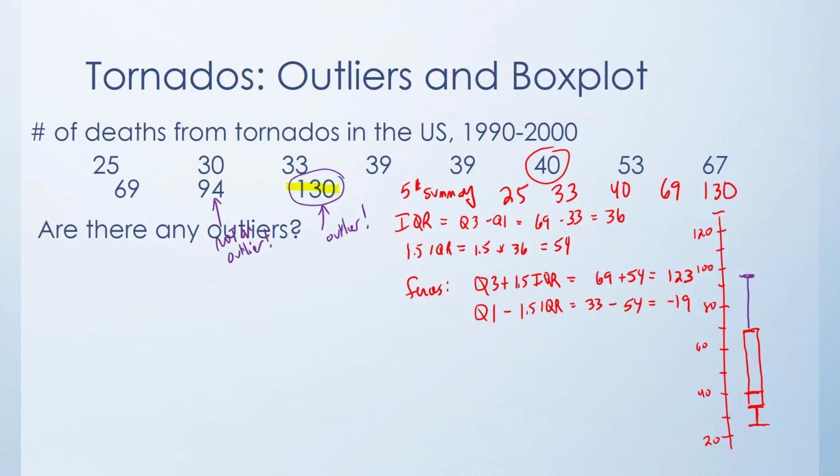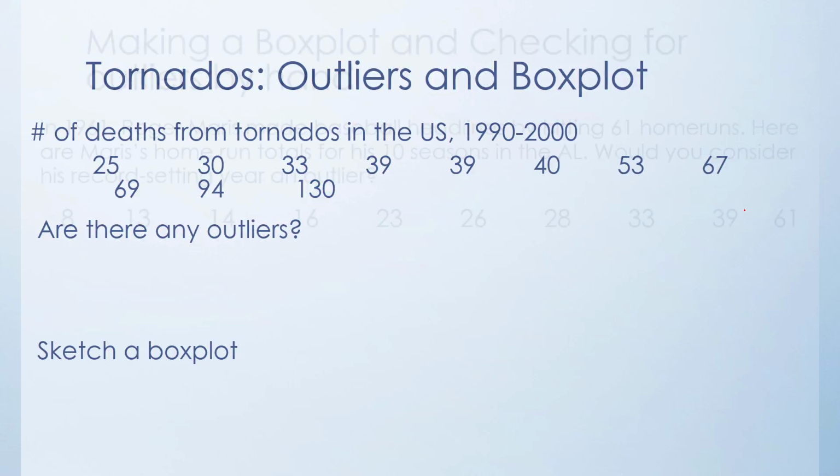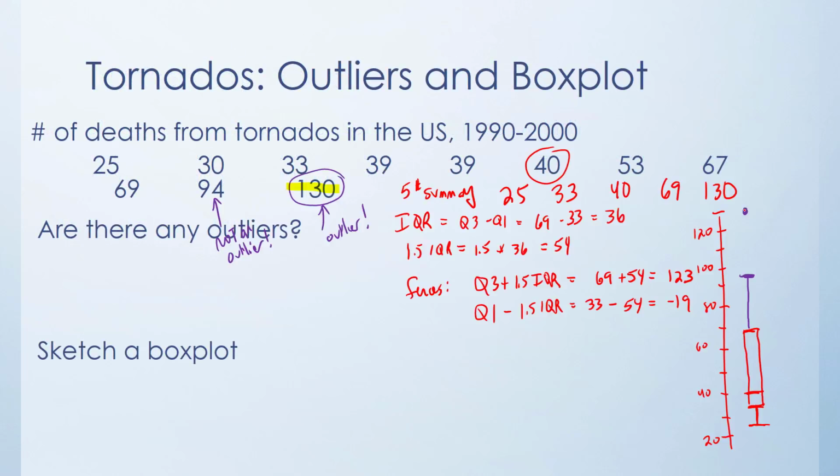Now my box plot is in two different colors. And we're going to put a dot at 130, because it's an outlier. So we've determined from our fences that 130 is an outlier because it is outside our fences. It is above the upper fence of 123, and there are no lower outliers.